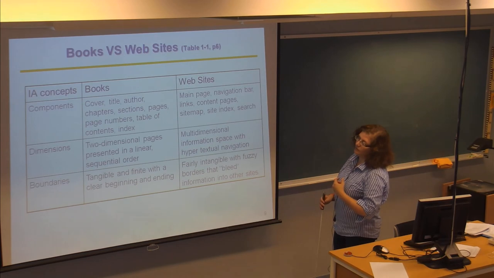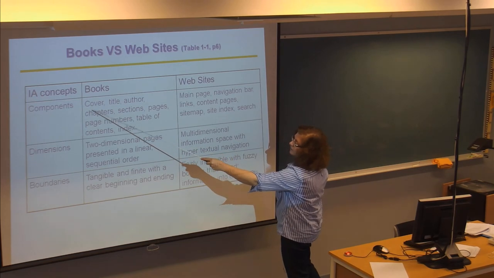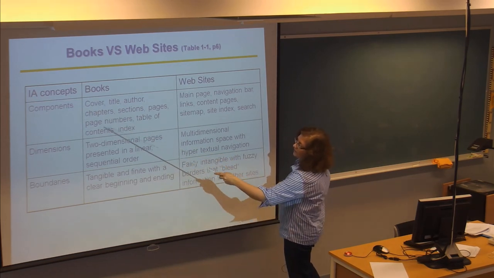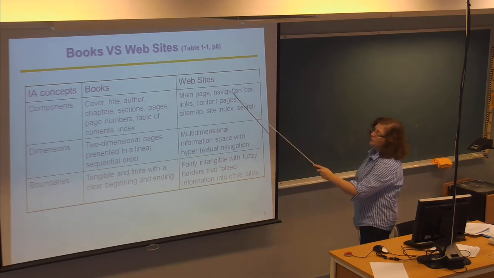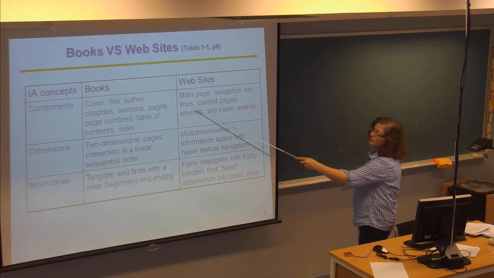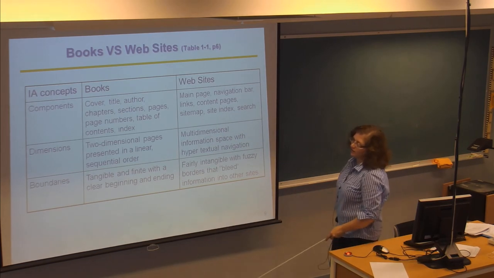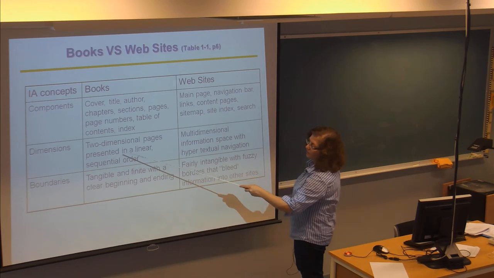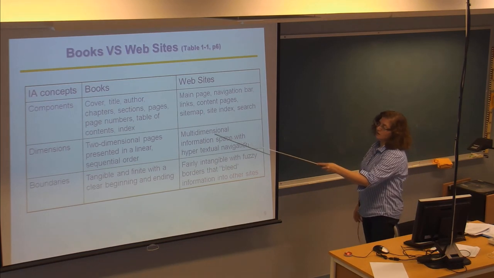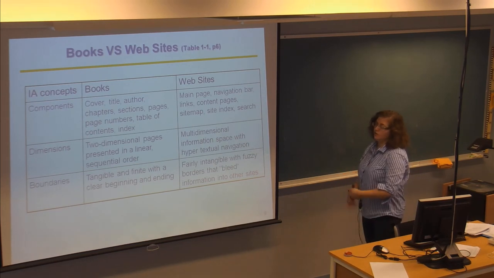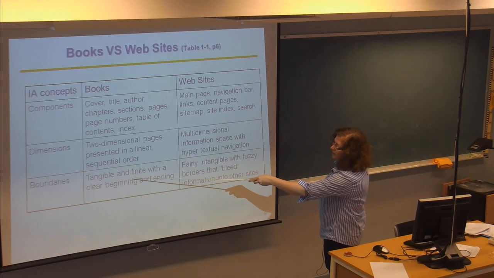So they have different types of characteristics. In a book, we have components like cover, title, author, chapters, page numbers, index, table of contents. And websites have navigation bars, a top page or main page, links, content pages, sitemaps, indexes, and searches. The dimensions of the book are two-dimensional and linear, read it from start to end. The concept of the website is that you don't necessarily follow one path. Everybody can follow different paths through the website, or hyperlinks.